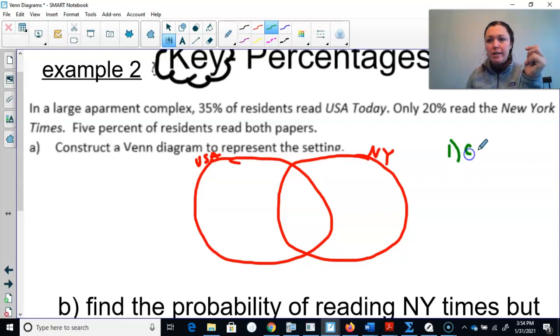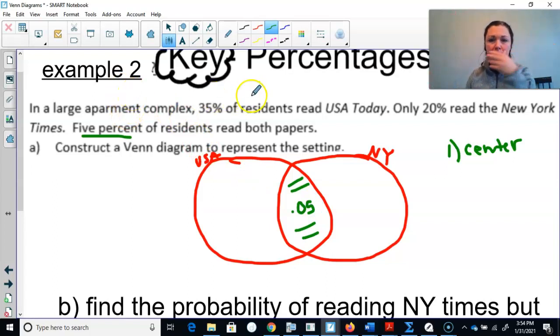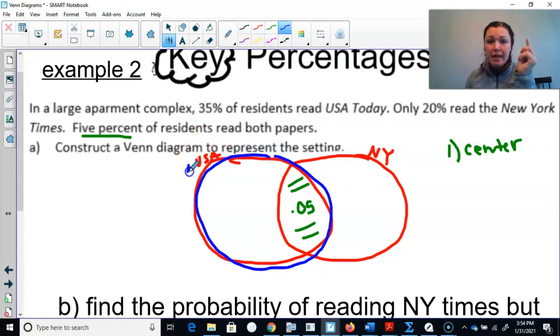First thing I want to do is I still want to start in the center. The center is going to represent people who read the USA Today and also the New York Times. That's 5%, so I'm going to put 0.05 for 5%. You can get that by moving the decimal 2 to the left or dividing by 100. Now, here's the next part. Let's fill in everyone who has the USA Today. Here's where people start to make errors. The percentage of people who read the USA Today is 0.35, so this whole circle has to represent 35%.